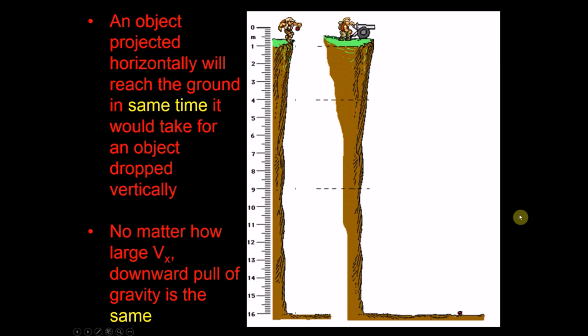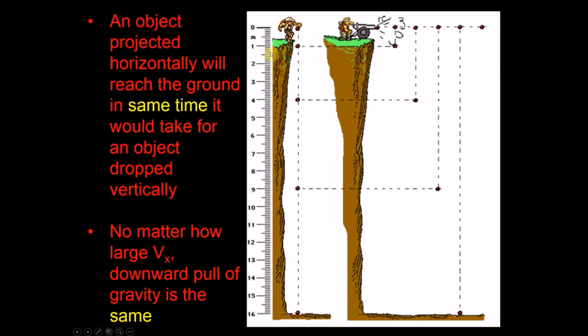So it doesn't matter if it's traveling in the x direction here, it will still hit the ground at the same time. So that means if she drops this ball at the same time as he fires a cannon, then we will end up with both of these objects hitting the ground at the same time. And this is a concept you really need to consider, and people really need to get their head around. So make sure you're convinced of this particular idea.